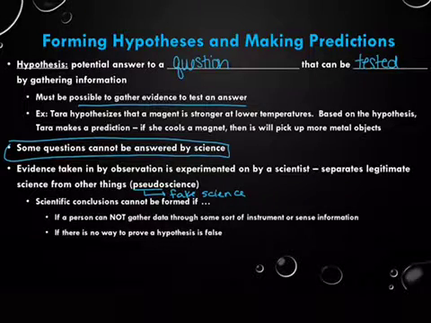Scientific conclusions cannot be formed if a person cannot gather data through some sort of instrument or sense information, and there is no way to prove a hypothesis is false. And so if you cannot disprove or support a hypothesis, you can't use science to back up your claim.